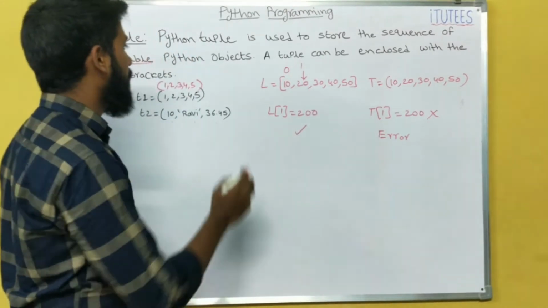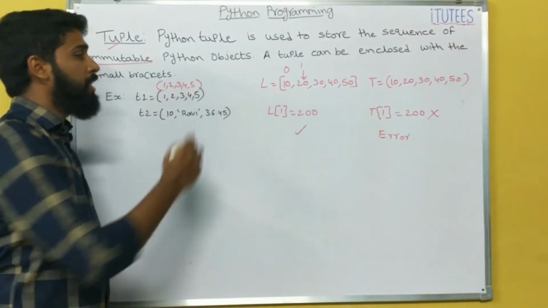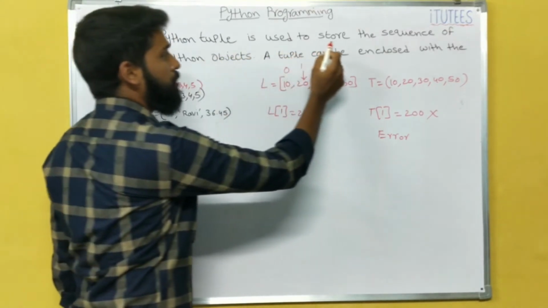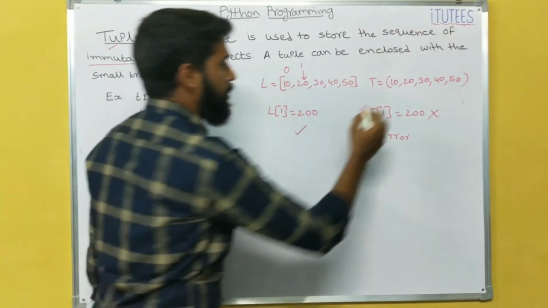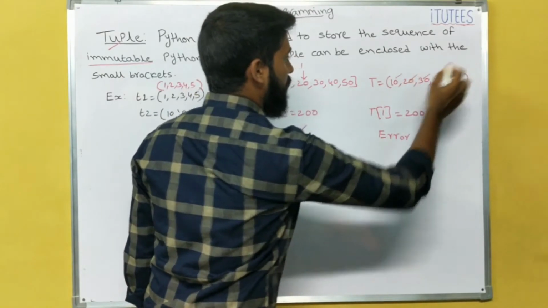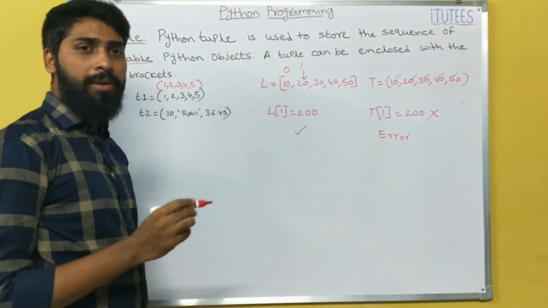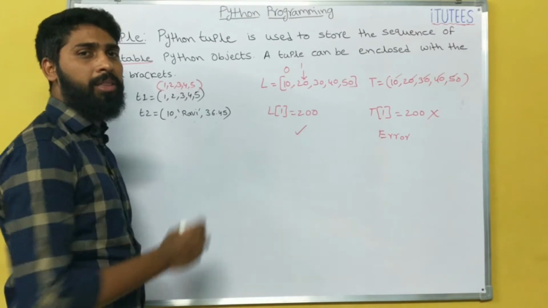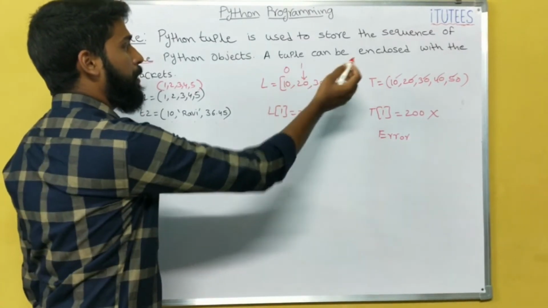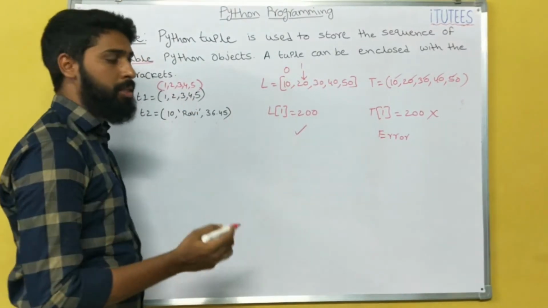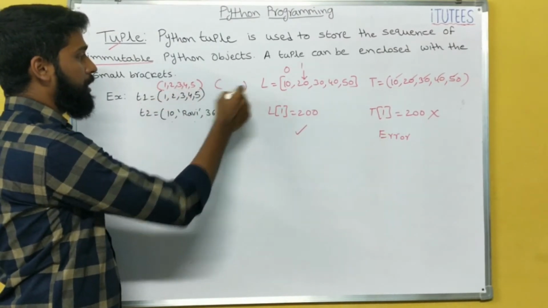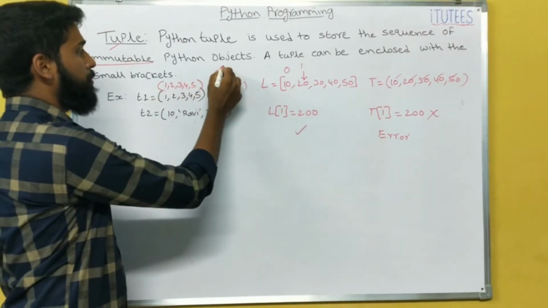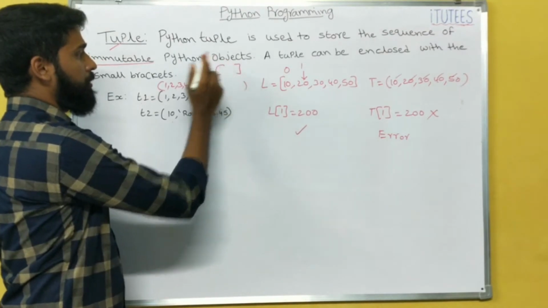Now let us see the definition of the tuple once again. A Python tuple is used to store a sequence of immutable Python objects. These are immutable Python objects, so once you assign them, we cannot alter them. A tuple is enclosed with small brackets. We define a tuple by using these brackets, and we define a list by using square brackets.